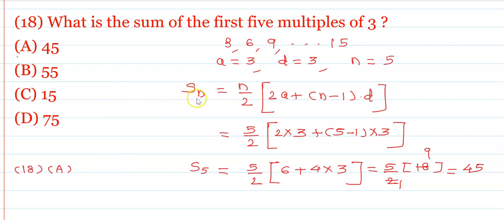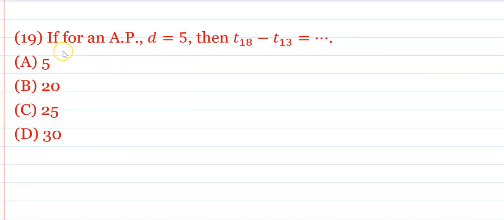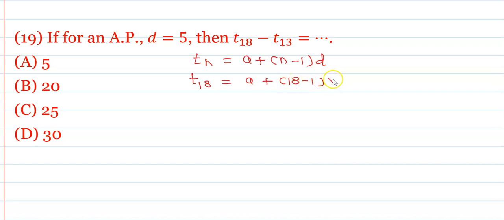Now the next question. Here you have to remember the formula for Sn. For an AP, D is equal to 5, find T18 minus T13. Here we will apply the formula. Which Tn formula will we apply here? Tn is equal to a plus n minus 1 into d. Now for T18, what is the value of n? It is 18. a is not known. n is 18 minus 1. The value of d is 5. Therefore, you will get a plus 17 into 5, therefore you will get a plus 85.